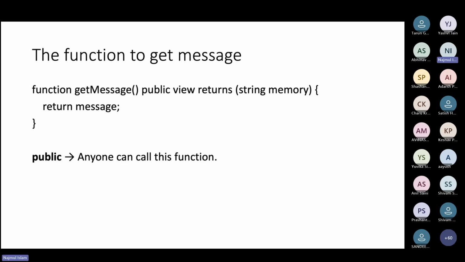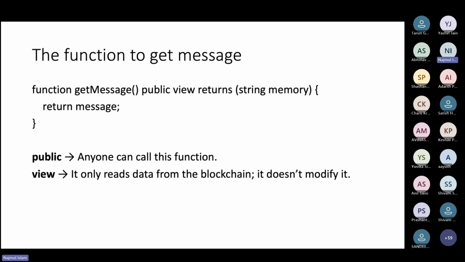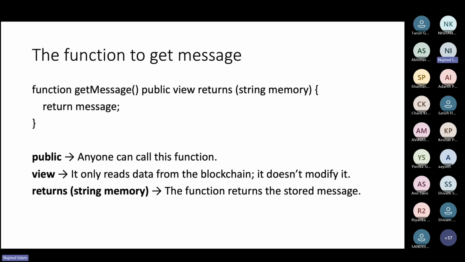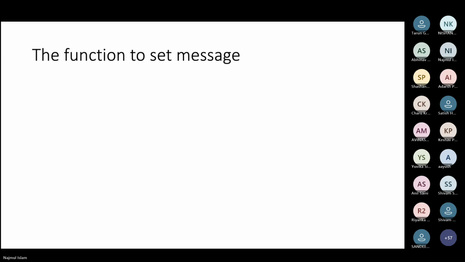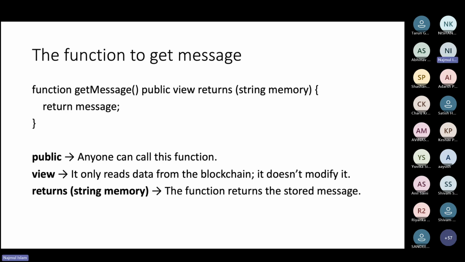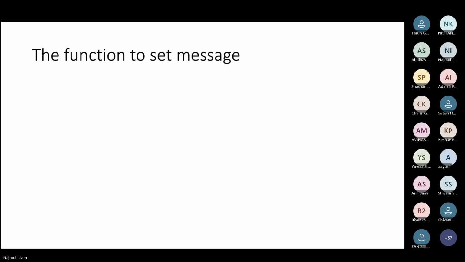So public means anyone can call this function. And view means it only reads data from the blockchain. It doesn't modify it. So it just views, it just reads the message. And public means anyone can do that. And then returns string memory. The function returns a stored message. So this is for reading the message, viewing the message. So basically, we will read the message called hello world here.